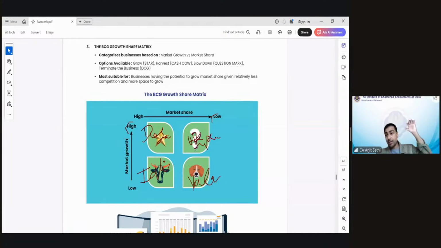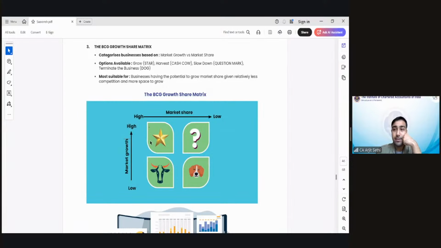So my friend, simple question. We have done a dosa thela or a dosa shop's BCG analysis. We have done a BCG analysis of the dosa idli sambar shop. Think, what have we done?